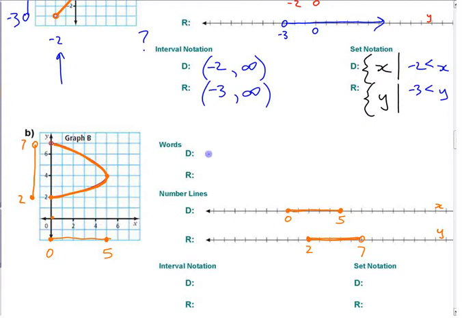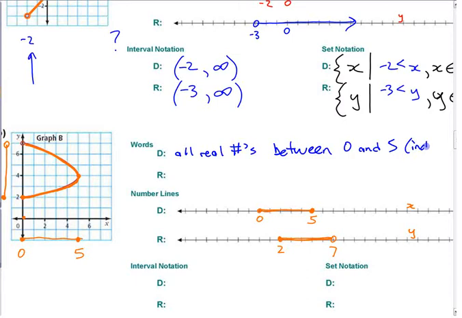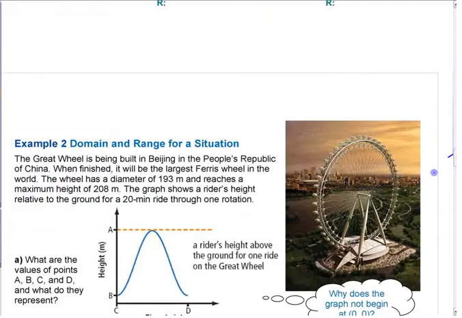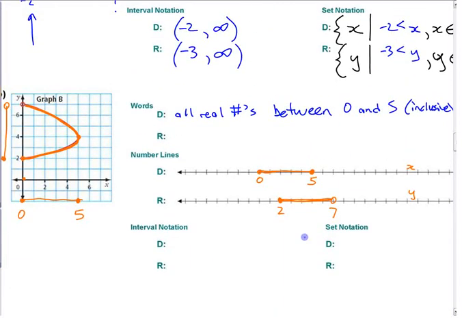For words, you can describe that. You can say all real numbers. If you want to here, you can say between 0 and 5. And you can just say the word inclusive to say it includes those ones. 0 and 5 inclusive. Or you can say all real numbers greater than or equal to 0 and less than or equal to 5. There's a lot of different ways you can describe that, as long as you describe in words somehow that set of numbers. All real numbers here.